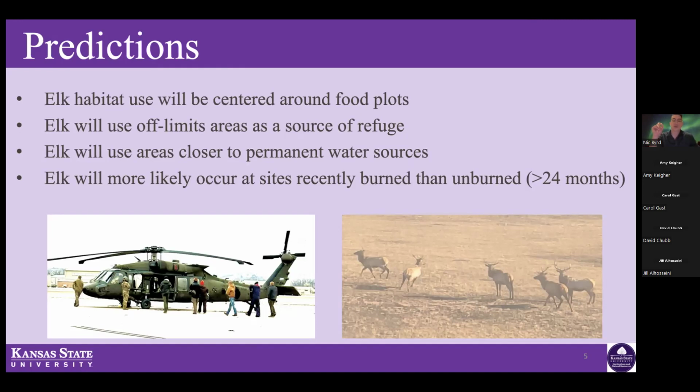As a concurrent photo, these are the Black Hawk helicopters that we had used for our aerial census surveys for elk in January of 2023.